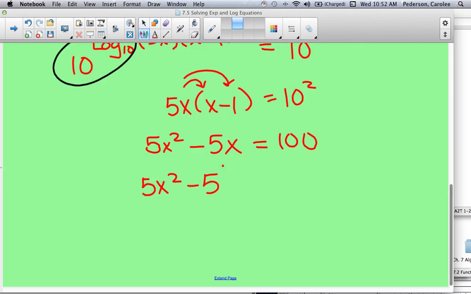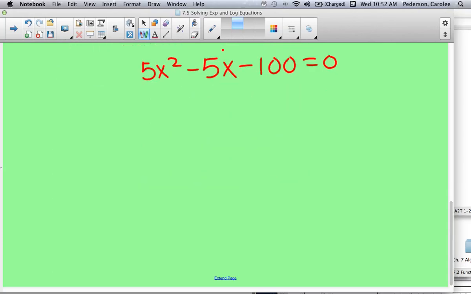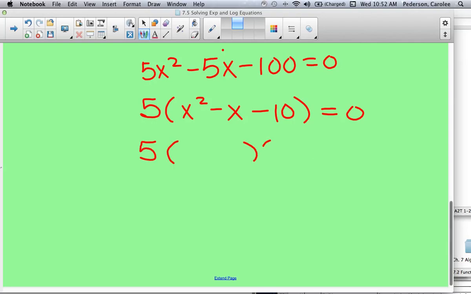So I bring the 100 over to the left side and set it equal to 0. Now I factor, so I'm going to take out a 5 from all 3 terms. So I'm left with x squared minus x minus 10. Now we can go ahead and factor this trinomial. If you remember the t-chart method that I taught you, what are the factors of negative 10 that add to negative 4? Well, that is negative 5 and positive 4.